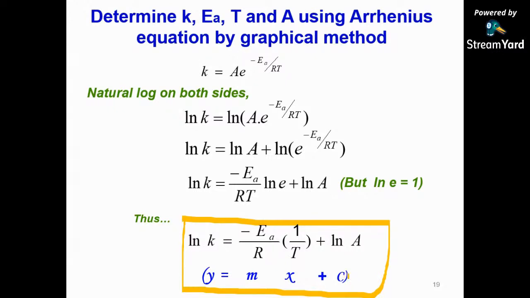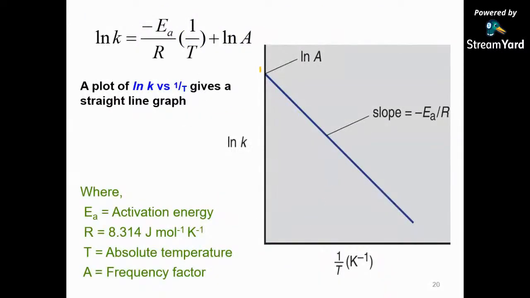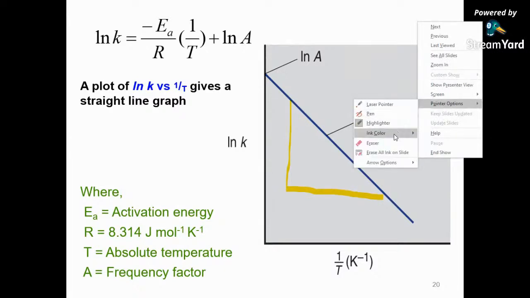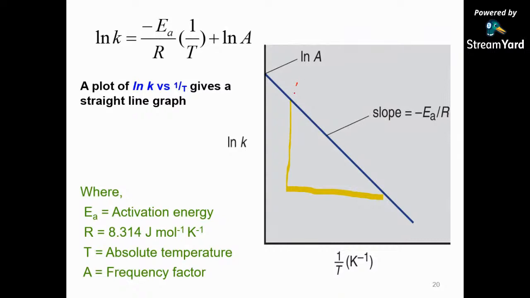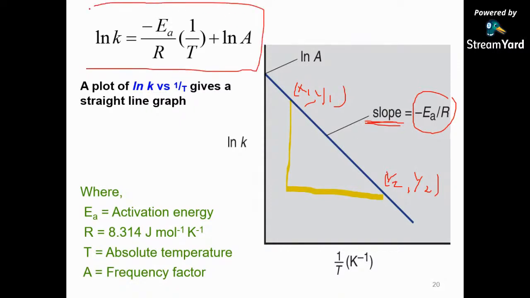So meaning that when you want to plot this graph, it must be ln k versus 1 over T. When you draw this, you get a negative slope. Based on the slope, you can find out 2 points. So this is x1, y1. So this one is x2, y2. Using the coordinate method, y2 minus y1 over x2 minus x1, you can get the slope of the graph. And you must know the slope of the graph actually is negative Ea over R. So from here, we can calculate the Ea, the activation energy.